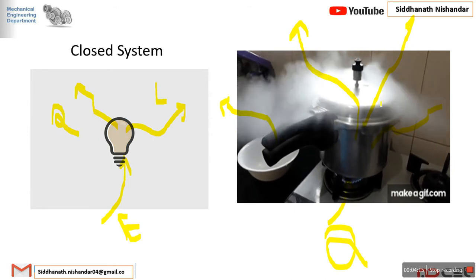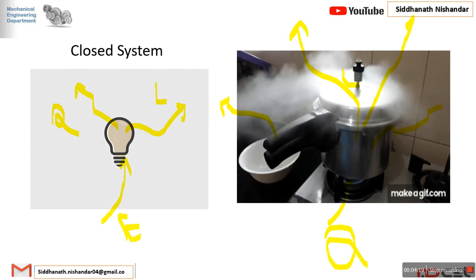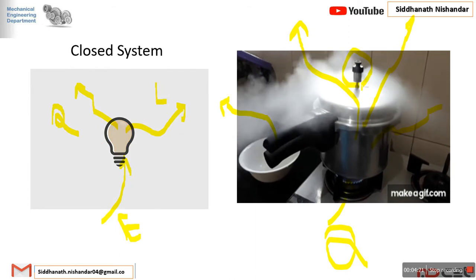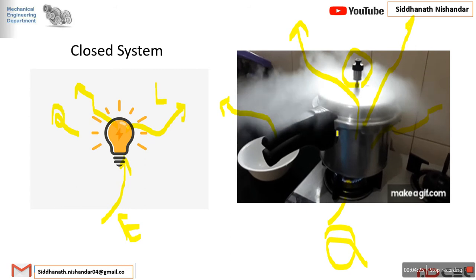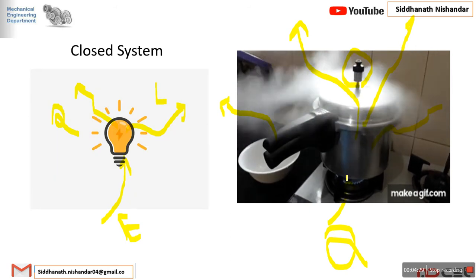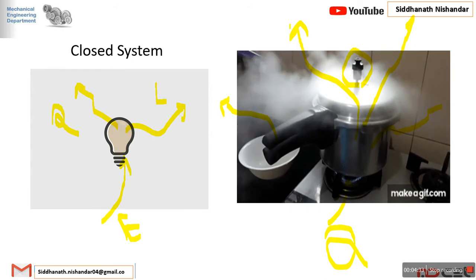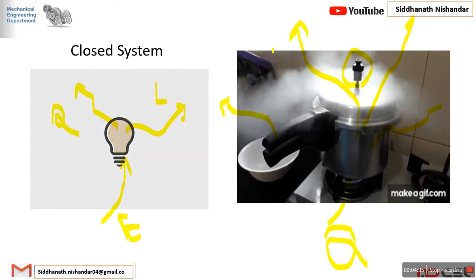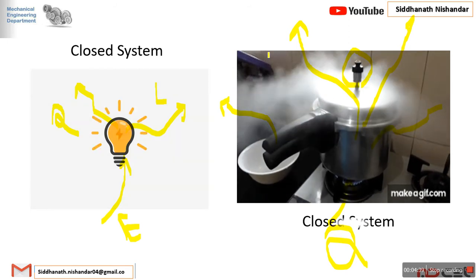If you observe, the main purpose of the whistling is to release the excess steam only, but there is no transfer of matter. So matter remains constant, and there is a transformation of energy. The Q, that is heat energy, enters the system, and energy in the form of steam is released during the whistling process. So the pressure cooker is again an example of a closed system.